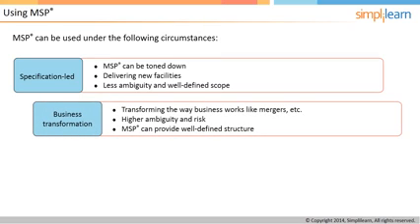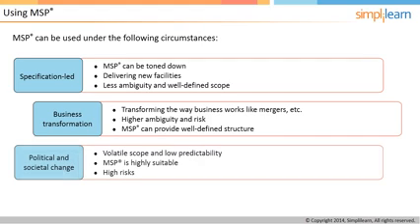However, business transformation programs are different. The focus here is on transforming the way the business works, like mergers, etc. These programs are vision-led, and there is likelihood of higher ambiguity about overall implication of the changes and higher risk. For example, if an organization plans to change the way it carries out its marketing, there might be some impact on suppliers or customers as well. Greater the impact on customer and market, greater are the levels of ambiguity and risk. In such cases, MSP can provide a well-defined structure.